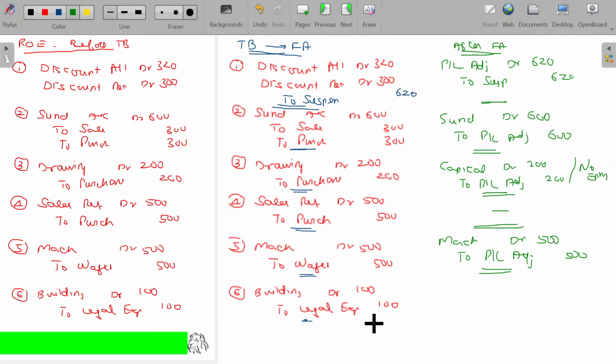Building and legal expenses. Building is a real account, legal expenses is a nominal account, replaced with the P&L adjustment account. So the entry will be building account debit to P&L adjustment account. Hope now you'll be able to understand this one. Shall I go for the next page? Next.